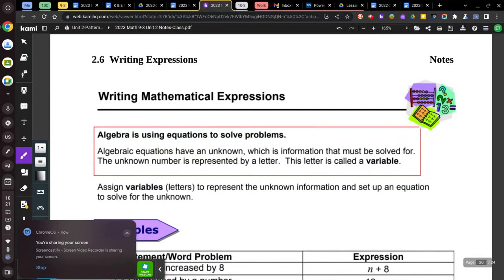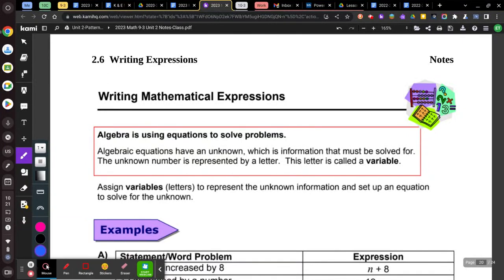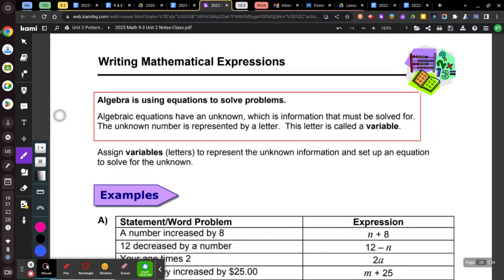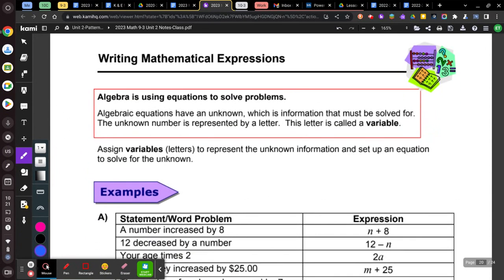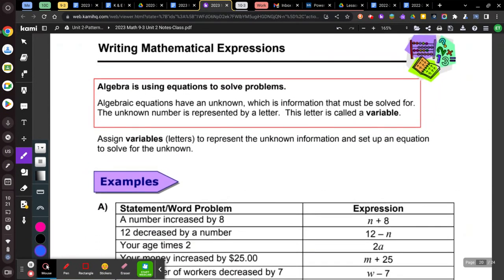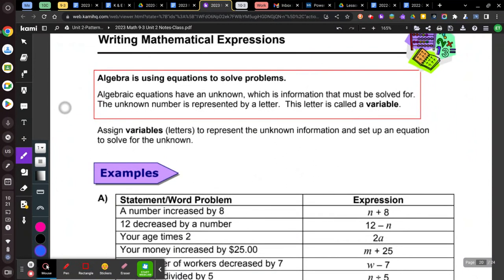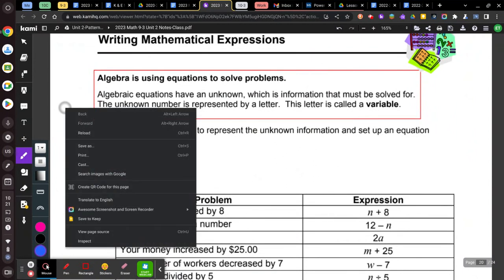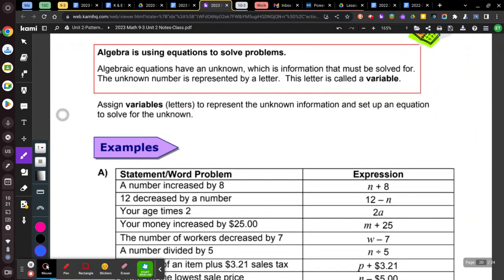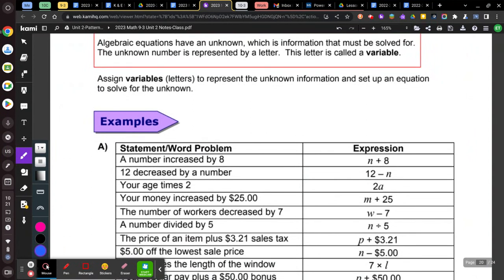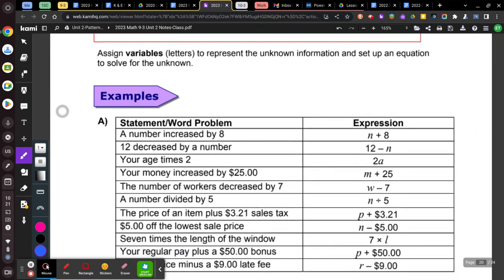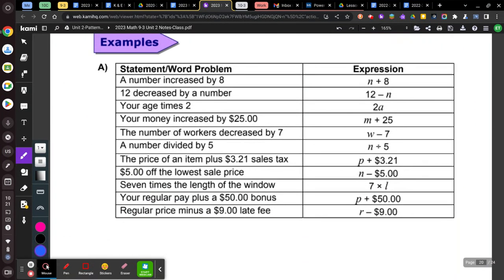Okay, this is our final lesson, 2.6 in unit 2, writing expressions. If we want to write an expression, they are helping us to create an equation, actually. Algebraic equations have an unknown. That's our variables, variables that change. So we assign variables, which are letters, to set up an equation for us. These are typical word problems.